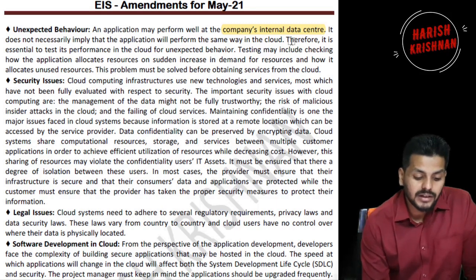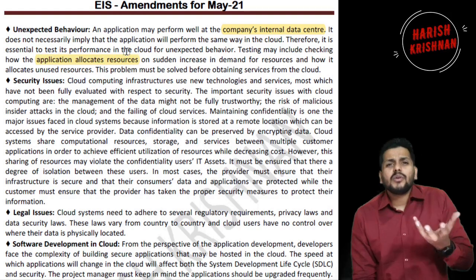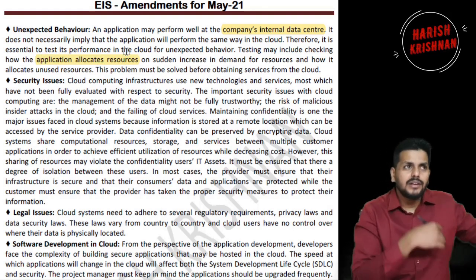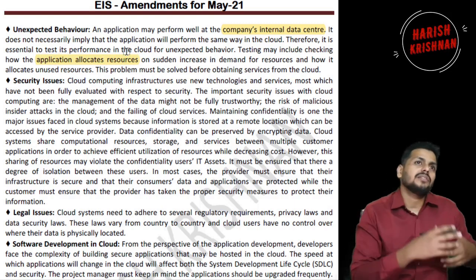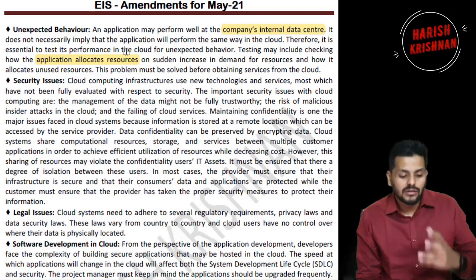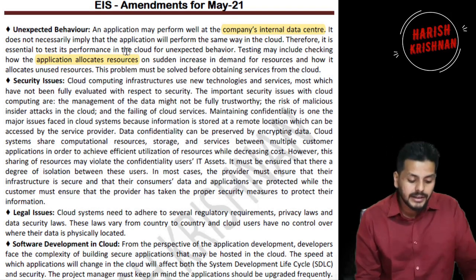Testing also may include checking how the application allocates resources. I told you sometime back, you tested with 1000 capability, 2000 capability, 5000 capability. Suddenly one day you had a peak load of 10,000. What will happen to that? You never tested that. So sometimes the cloud may turn up behaving unexpectedly.